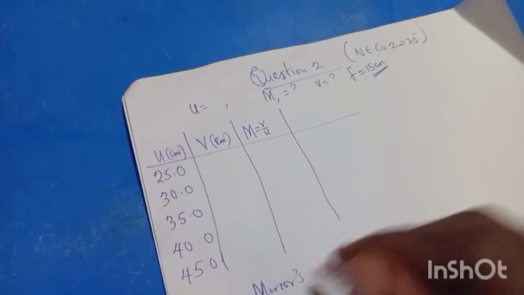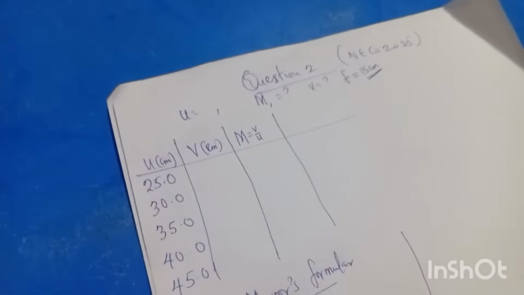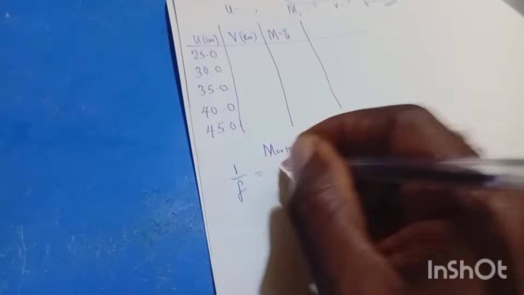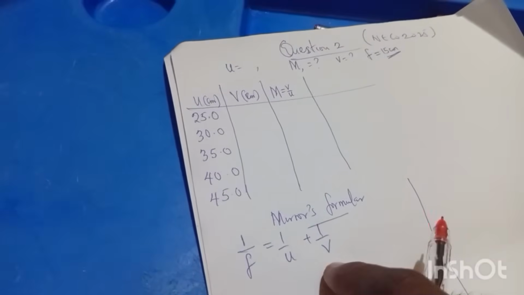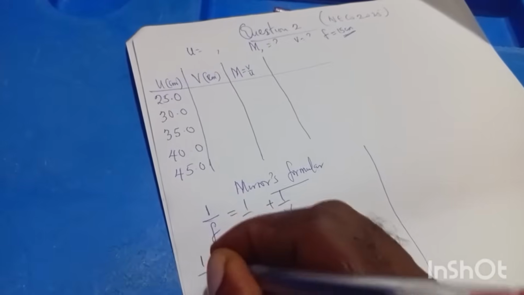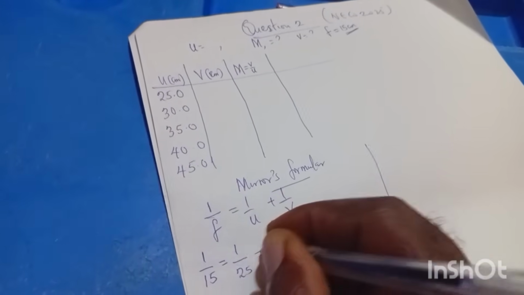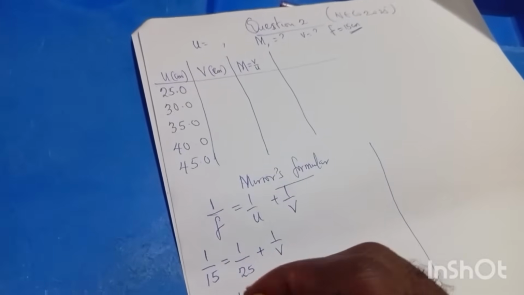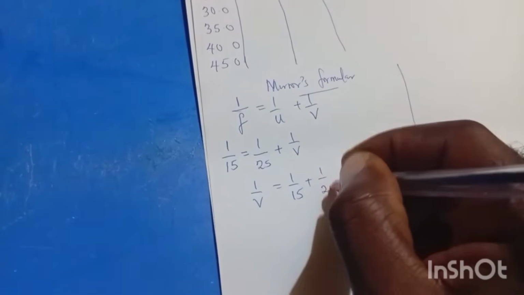The mirror formula is what I'm going to use. Like I always tell you, when you are sound in theory, the practical will be very sweet. Now, the mirror formula stands: 1 over f equals 1 over u plus 1 over v. That is, 1 over focal length equals 1 over object distance plus 1 over image distance. My f is 15, so I start with the first one: 1 over 15 equals 1 over 25 plus 1 over v. Making 1 over v the subject of the formula, I'll have 1 over 15 minus 1 over 25.